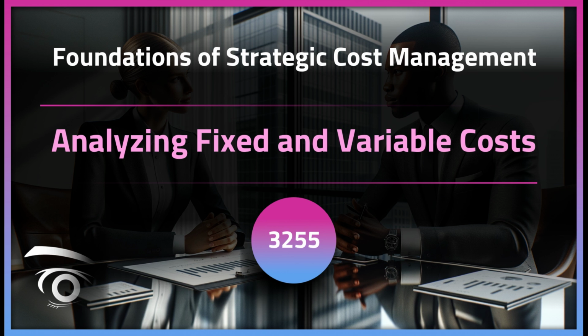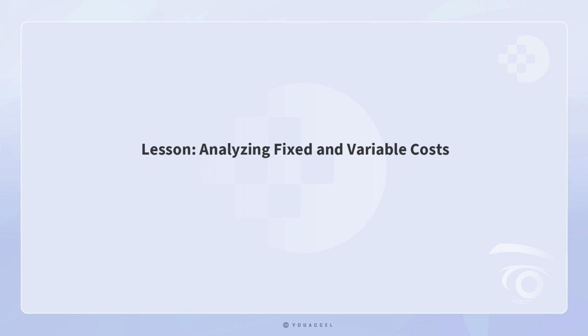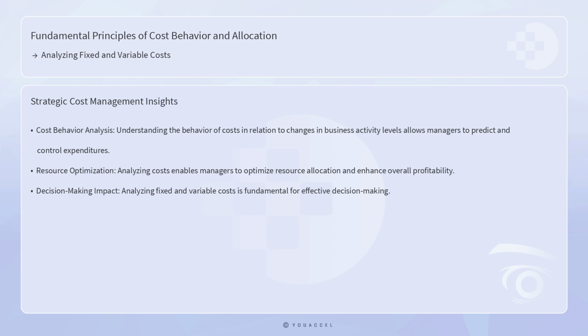Let's proceed with the lesson. Lesson: Analyzing Fixed and Variable Costs. Analyzing fixed and variable costs is a fundamental aspect of strategic cost management, providing essential insights necessary for effective decision-making. Understanding the behavior of costs in relation to changes in business activity levels allows managers to predict and control expenditures, optimize resource allocation, and enhance overall profitability.